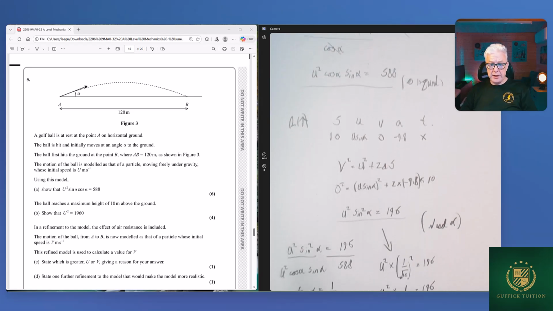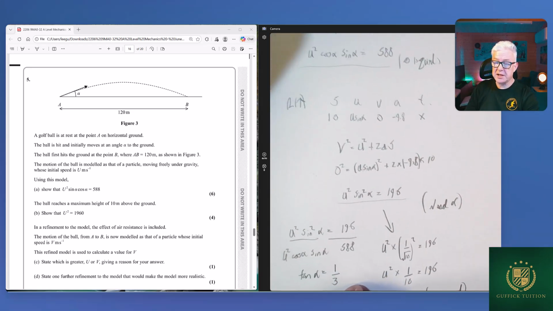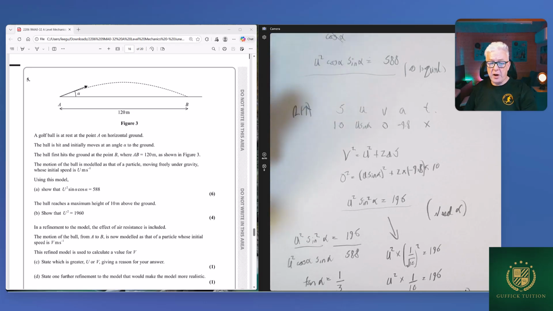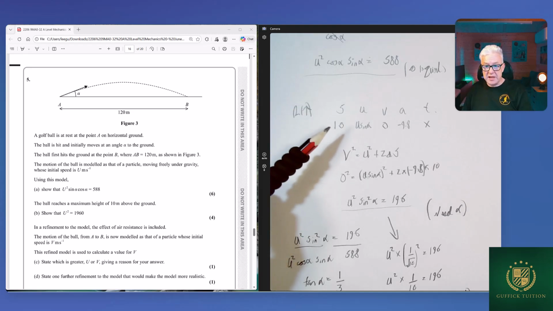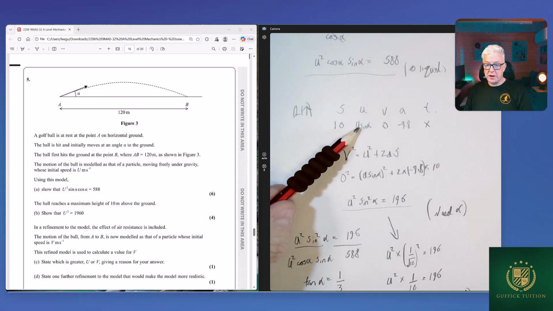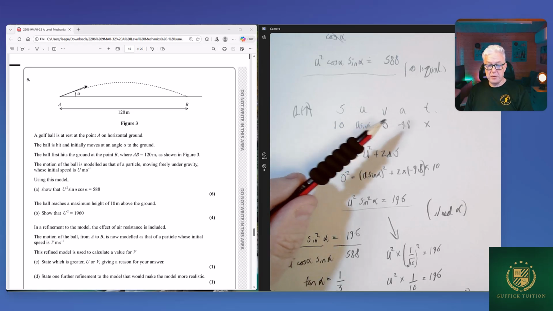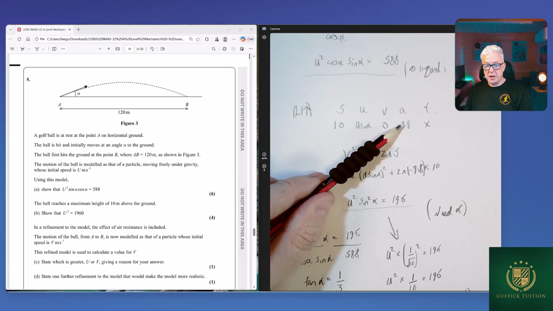So that's implying that we should resolve vertically and use SUVAT again, and we're going to set the final velocity equal to 0. So we're now resolving vertically again. We've got a displacement of 10. It reaches a maximum height of 10. The vertical component is u sine alpha. The final velocity is 0. Acceleration due to gravity is minus 9.8.